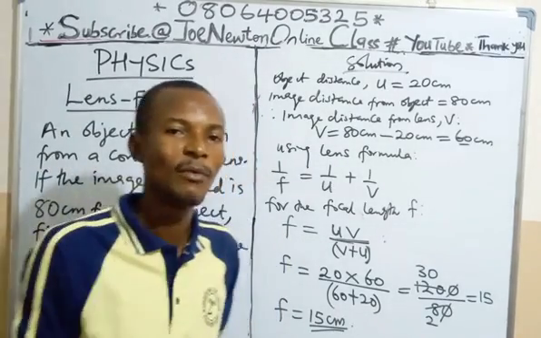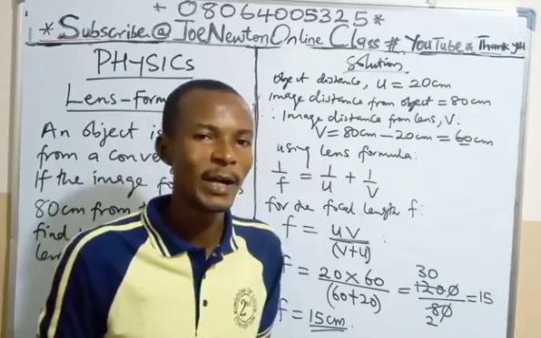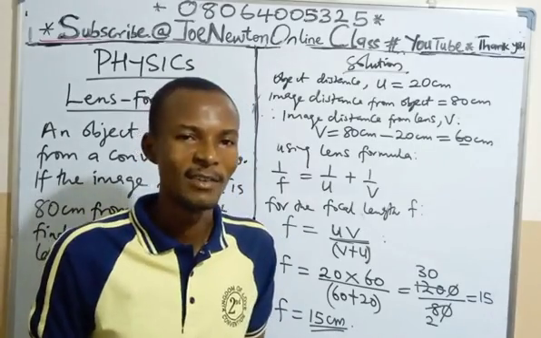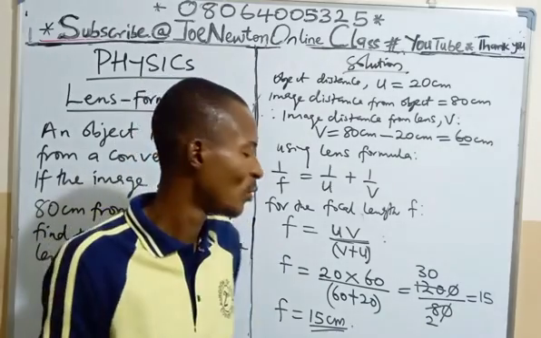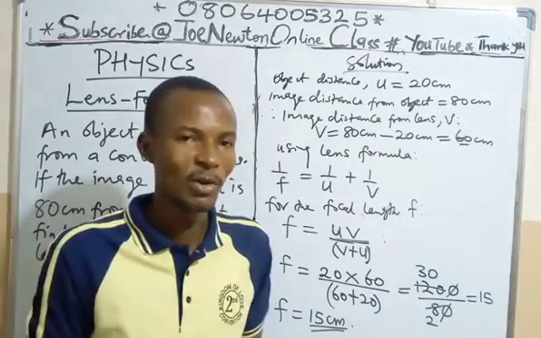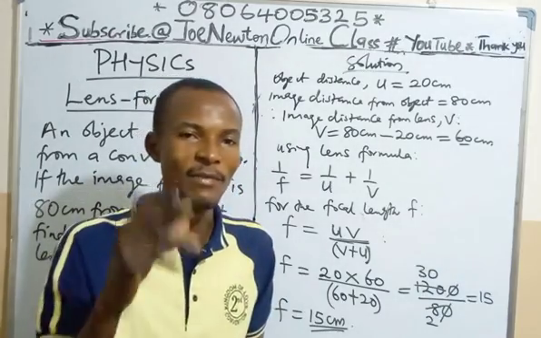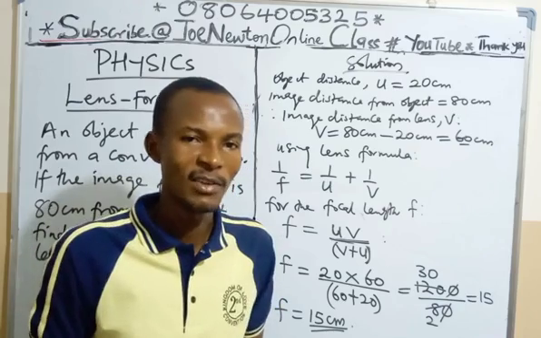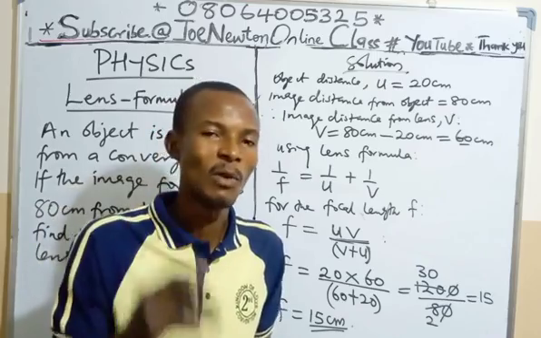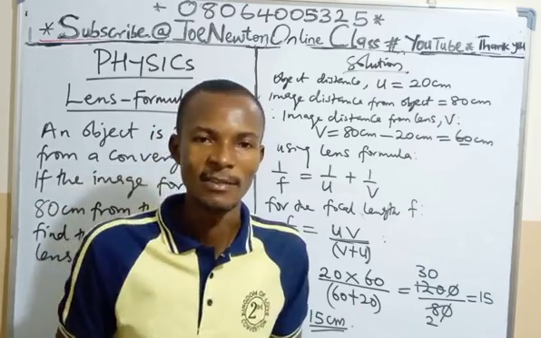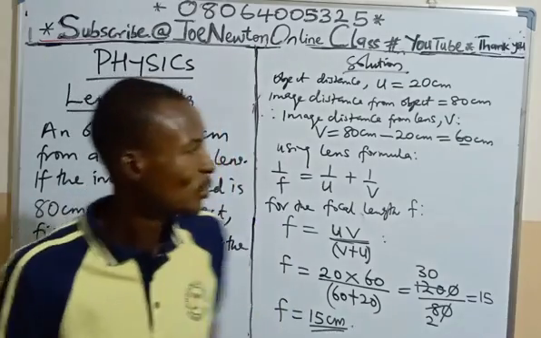And for example, if they had asked us to find the power of the lens, do not forget that power of the lens here should be 100 over F. That is because F is in centimeter. But if F is in meter, the power of the lens is the reciprocal of the focal length. It should be 1 over F. The unit is diopters. Good. So you see, it's simple to solve this.